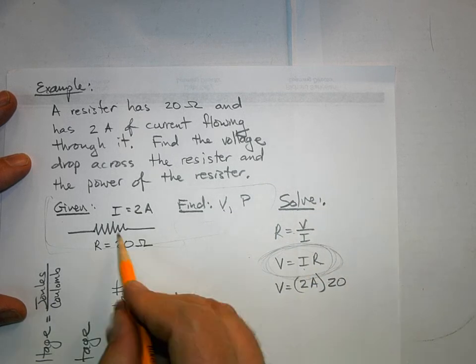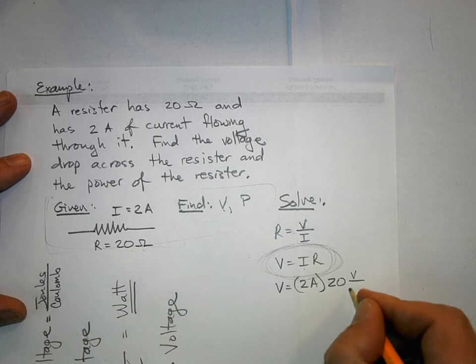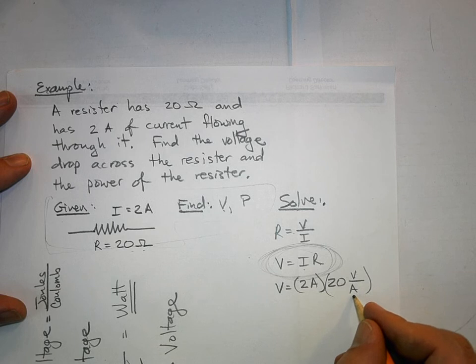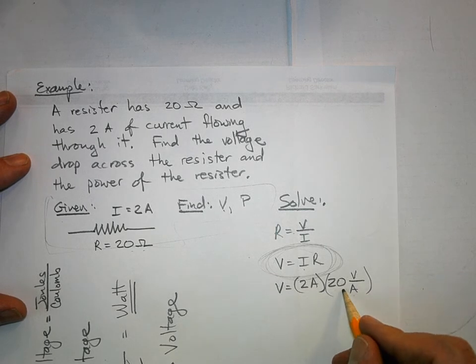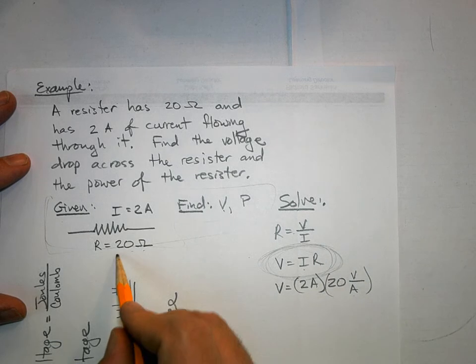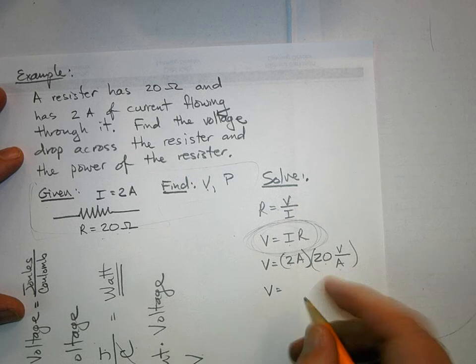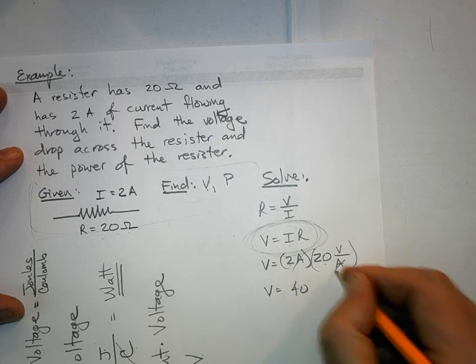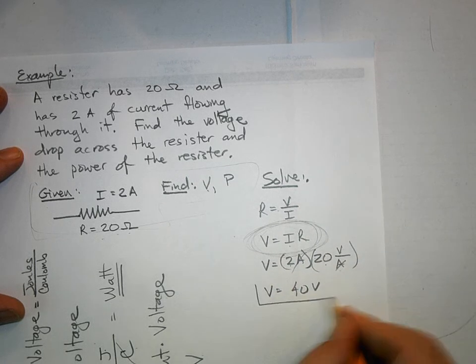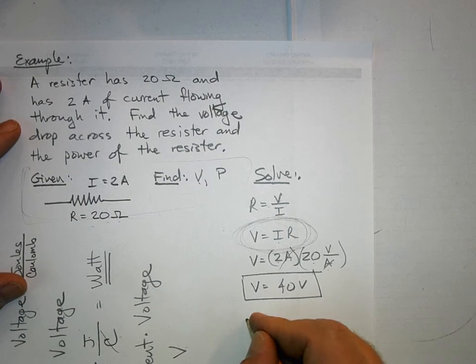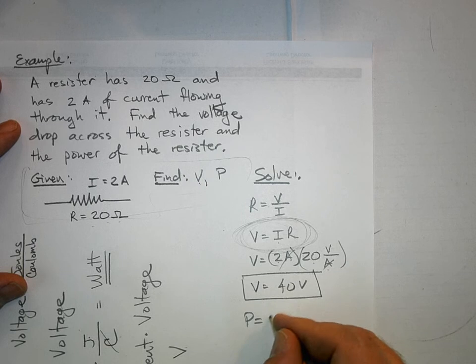But I always like to think of an ohm as a volt per amp: how much voltage I need to get 1 amp to flow through the resistor. So in this case, we need 20 volts to get 1 amp to flow through it. That's the resistance of this device. And so I can say, oh, well, 2 times 20 is 40. Amps cancel amps, 40 volts. And that's my answer.